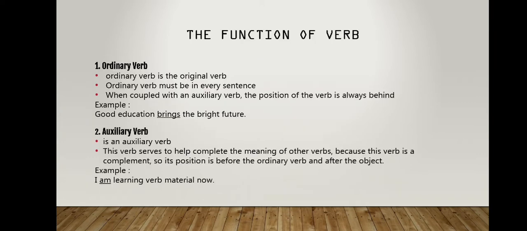The second is the function of verbs. The first one, ordinary verb. An ordinary verb is the original verb. An ordinary verb must be in every sentence. When coupled with an auxiliary verb, the position of the ordinary verb is always behind. The example is, good education brings a bright future.